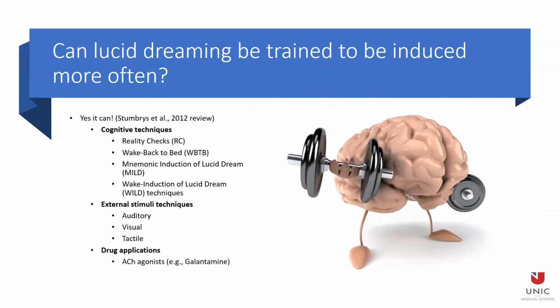And then we have the drug application, which involves taking specific supplements or drugs, usually before sleep, which help shift brain activity towards the lucid dream state. And one of these drugs which shows promise is the drug galantamine. It's an acetylcholine inhibitor drug that is typically used to treat mild or moderate Alzheimer's disease. And it's been shown to increase the likelihood that someone has a lucid dream when they take it just before bed.